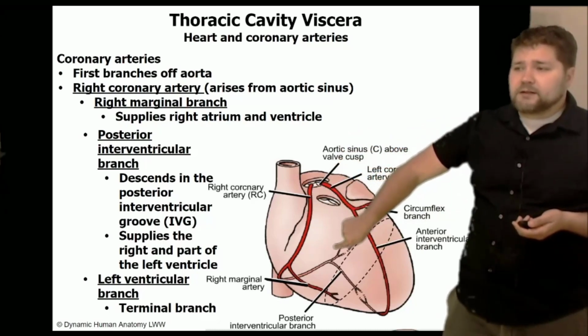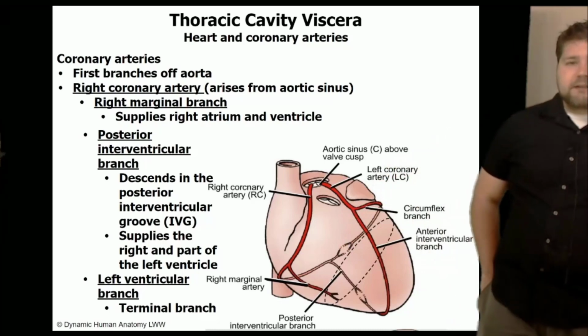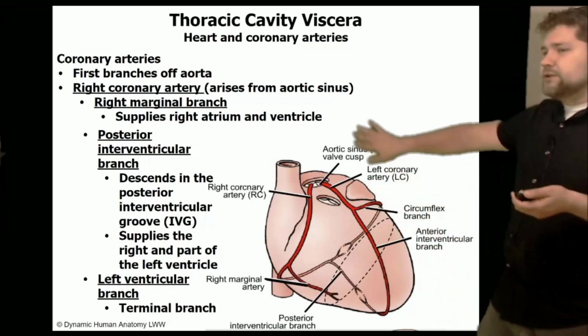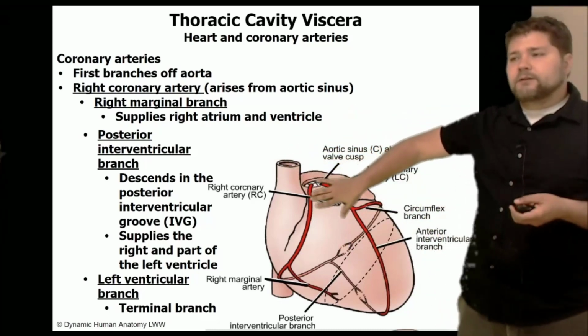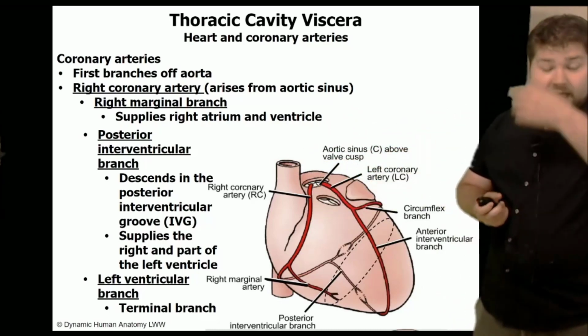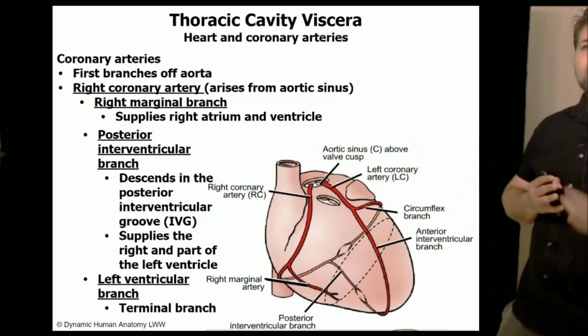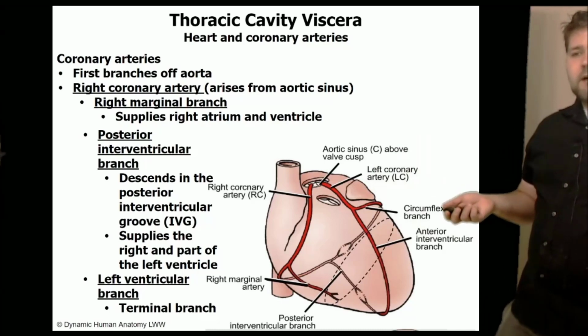It's kind of like a remnant. You can sort of see it down here. That's nothing I really would quiz you on. The biggest ones are knowing the marginal branch and the posterior interventricular branch. And that's going to supply a big portion of your right versus your left ventricles on that side.